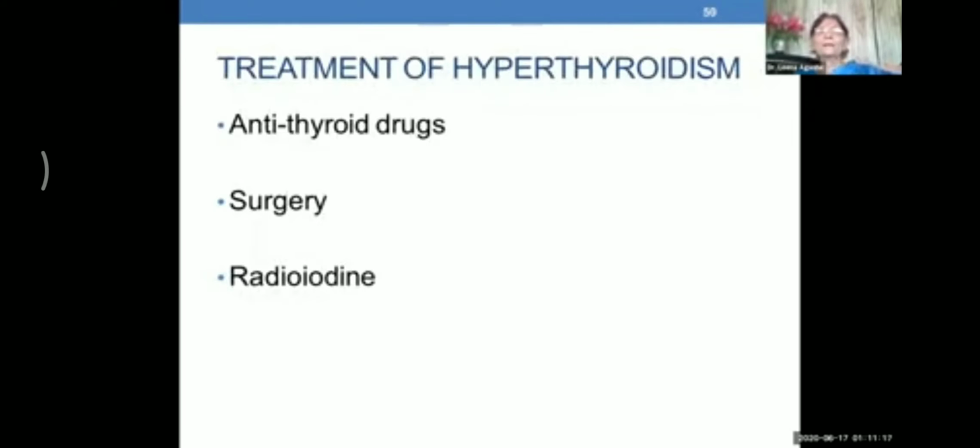Treatment of hyperthyroidism. There are three types of treatment modalities available for this. One is antithyroid drugs, second is surgical treatment, and third is radioiodine therapy.